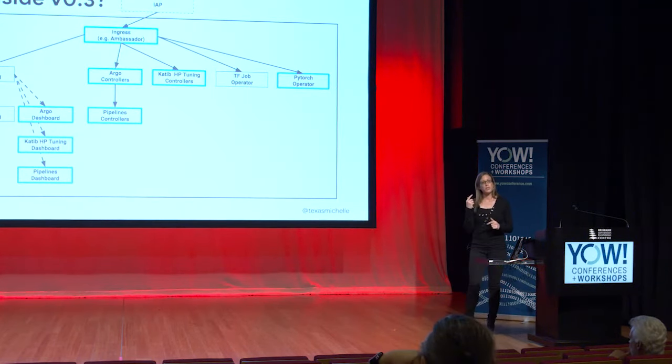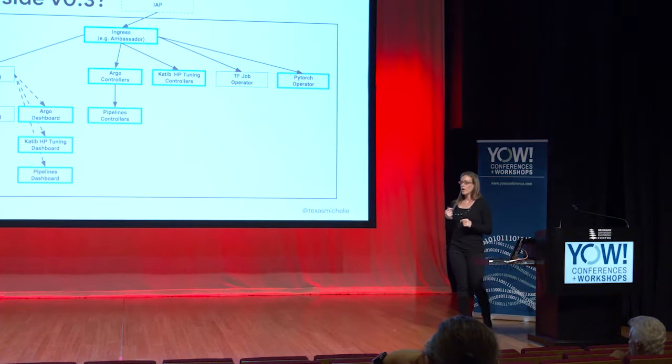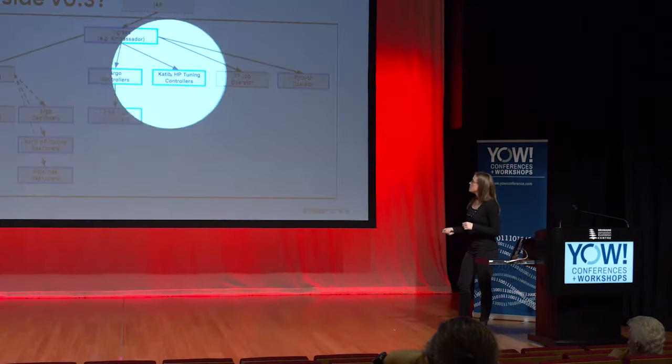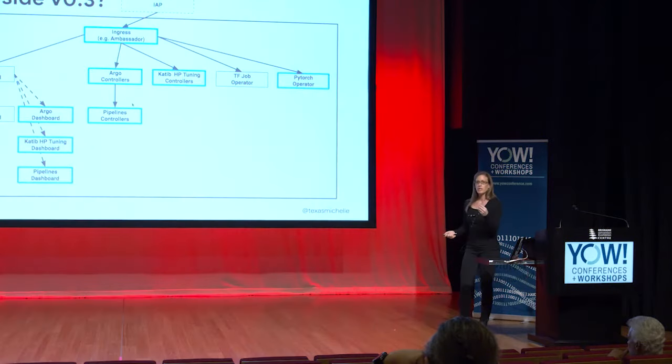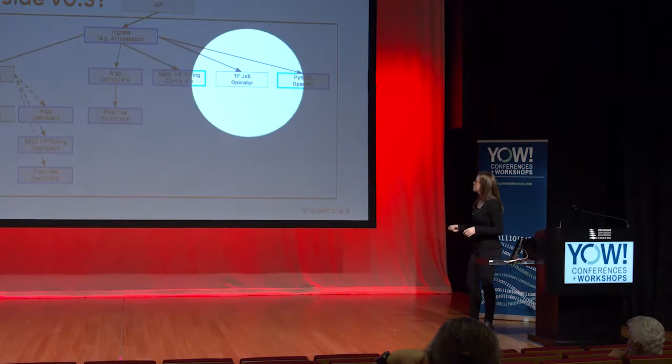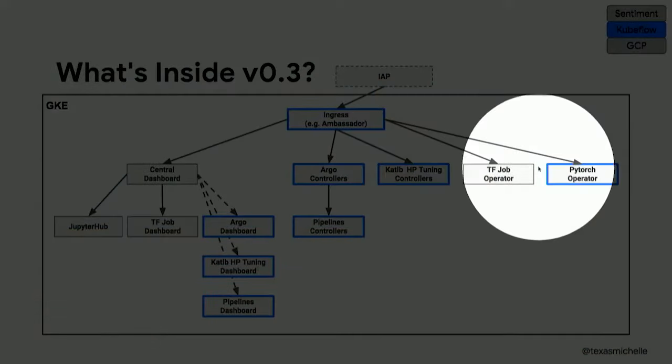So this uses Argo under the hood, but it's a way of creating workflows from Python. There's a nice GUI. There's a lot of kind of goodies. We'll talk about that a little bit later. But each one of those components has corresponding controllers that execute everything that comes in from the front end. And then we also have job operators. We have one for TensorFlow, one for PyTorch.